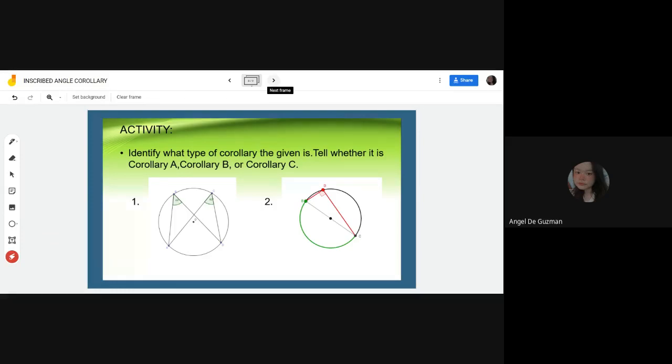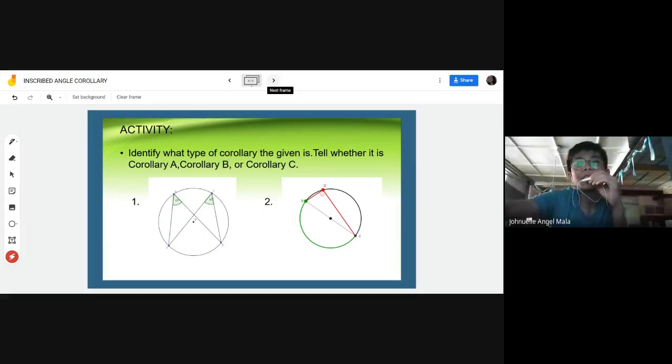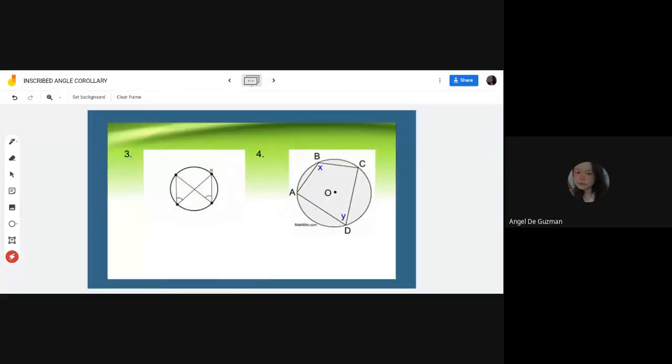Sino nag-raise ng hand? Oh, sige, Mala. B, ma'am, B. Wow. Thank you. Sige. Okay, last 2. What type of corollary is this? A. Okay, thank you, Belle. And lastly, what type of corollary is that? Pag pinagsama ang measure ni X and Y equals to 180 degrees. Okay, thank you. So that's the end of our discussion. Thank you for cooperating.